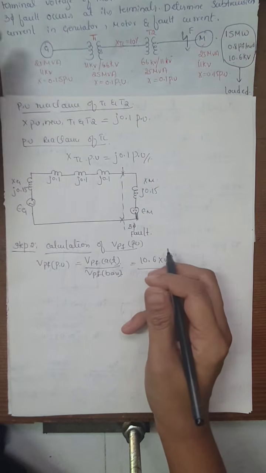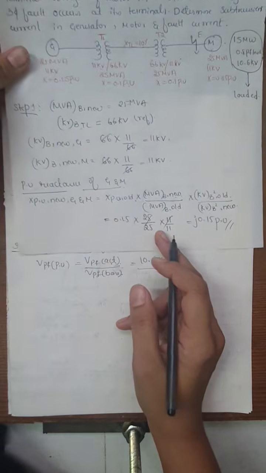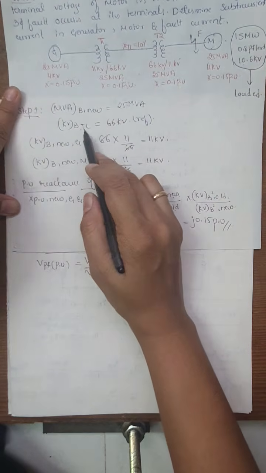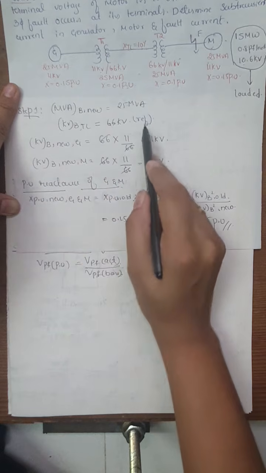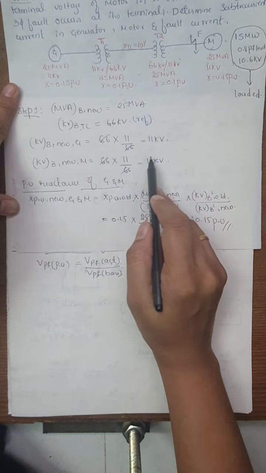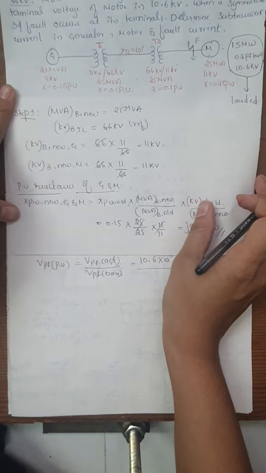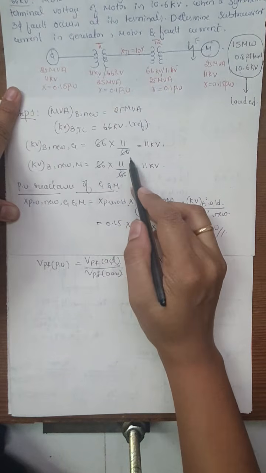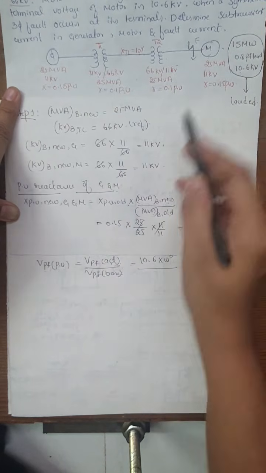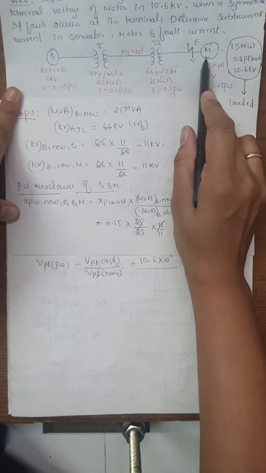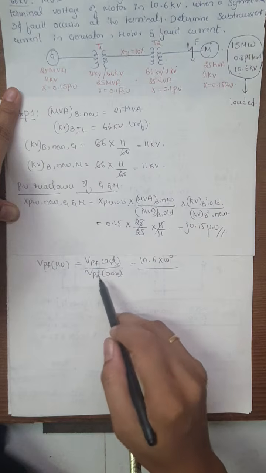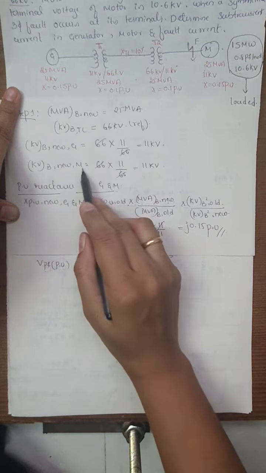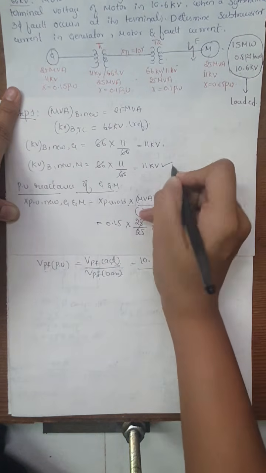Here one question arises. We have three base voltages: one for the transmission line, one for the generator, and one for the motor. Which base voltage do we have to consider? Since you are calculating the pre-fault voltage on the load side, and load means the motor, you consider the motor value only, that is 11 kilovolt.